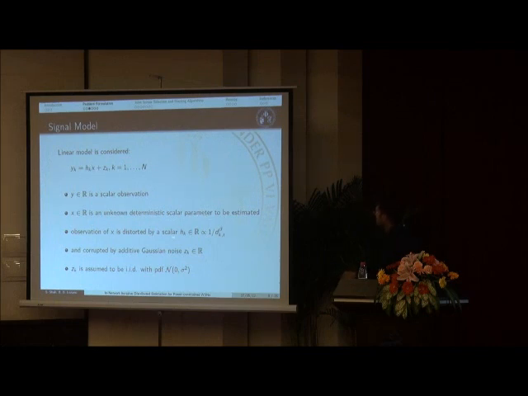The observation of x is distorted by a scalar hk that is proportional to the distance from the target to sensor k. And it is corrupted by Gaussian noise, that is IID, with mean 0 and variance sigma squared.